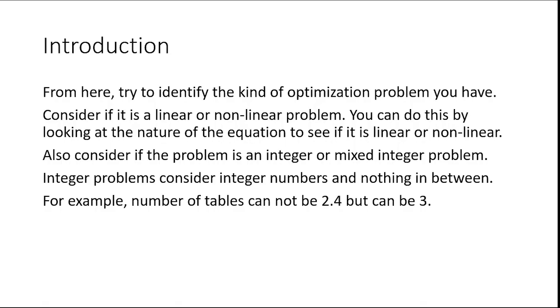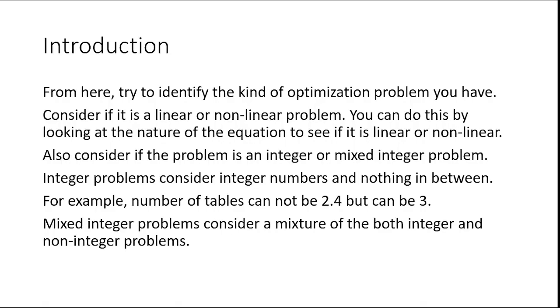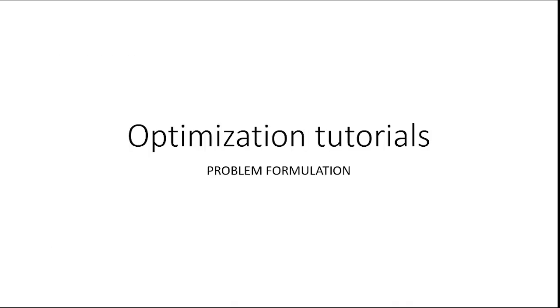So you can impose a constraint so that it doesn't give you decimal values. If it is 2, it is 2. If it is 3, it is 3. It can't be 2.4, 2.6, anything like that. And in the mixed integer problems, you consider a mixture, so both integer and non-integer cases.